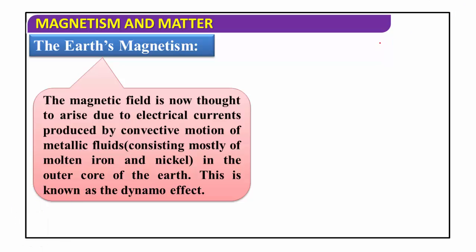Suppose I consider this as the surface of the earth. The magnetic field is now thought to arise due to the electrical current produced by the convective motion of metallic fluid in the outer core of the earth.